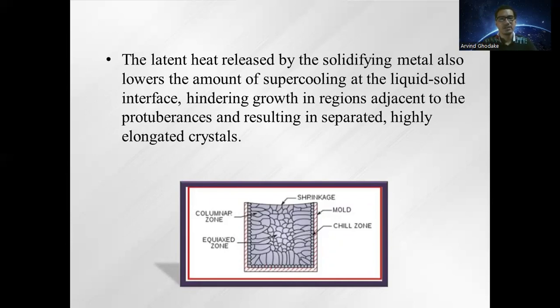So here in this diagram you can clearly see the formation of the solid from the liquid. The mold is given, that is the container, and a chill zone is there. Then the equiaxed zone is there and the shrinkage zone is there. So this is the formation of the crystal, that is crystallization, due to the homogeneous nucleation or solidification process.